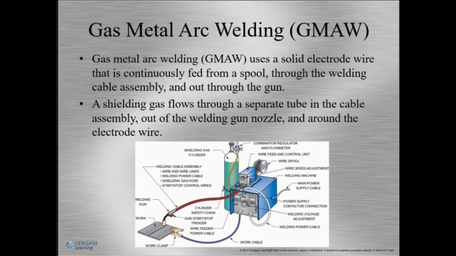All right, gas metal arc welding. Gas metal arc welding, or MIG, uses a solid electrode that is fed from a spool through a cable and into the welding gun. GMAW requires a shielding gas to protect the molten weld pool, and the gas flows through a cable and into the gun nozzle where the wire and the gas come out together.